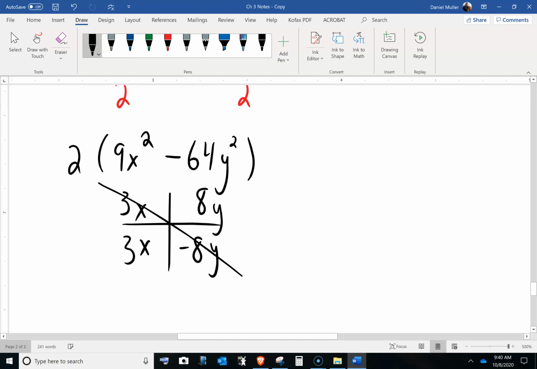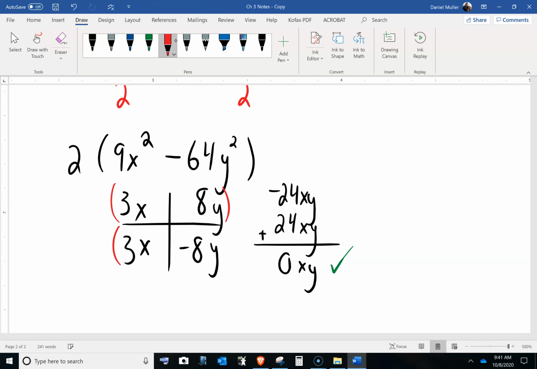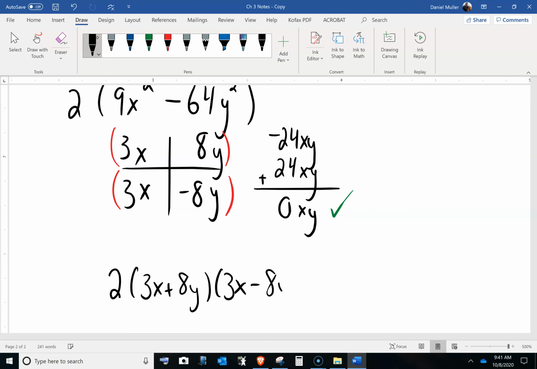And then we can double check. 3 times negative 8 is going to be a negative 24. There's an x and a y. And 3 times 8 is going to be a positive 24. There's an x and a y. And if you were to add those together, you get 0 xy's. So that is exactly what I needed. So I'll have 3x plus 8y and 3x minus 8y with the 2 out in front. So 2, 3x plus 8y, and then 3x minus 8y.